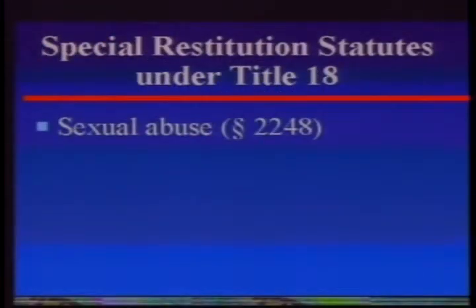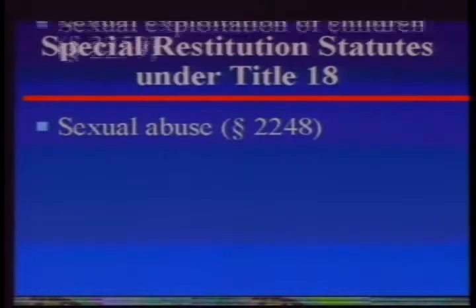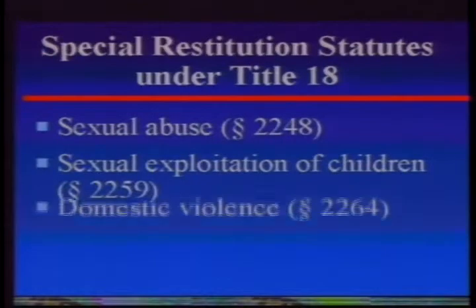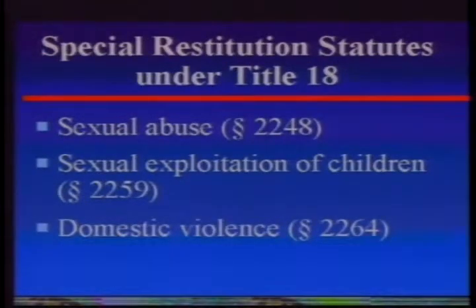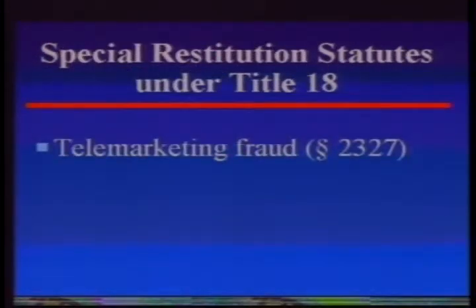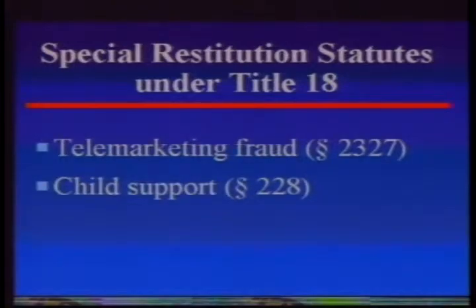Now, there are also some statutes in Title 18 that we refer to as special restitution statutes. That's just a term we use for easy reference. And let's look at what is covered under those statutes. Under Title 18, Section 2248, sexual abuse; 2259, sexual exploitation of children; 2264, domestic violence; 2327, telemarketing fraud; and 228, child support. So those are the statutes that call for mandatory restitution.